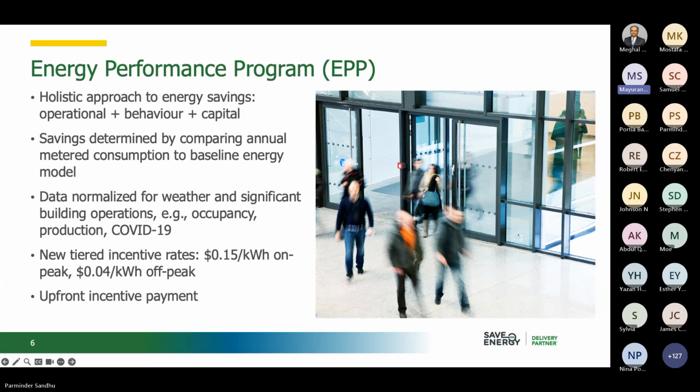EPP takes a holistic approach to energy savings, including all of operational, behavioral, and capital projects. And you get paid on the performance of your energy savings. The incentive is 15 cents a kilowatt hour for energy savings during on-peak hours and 4 cents a kilowatt hour for energy savings during off-peak hours. We'll discuss what those mean later on in the presentation. The program allows participants to set energy savings targets and implement efficiency measures that work for them to achieve savings over their baseline in a pay-for-performance model.